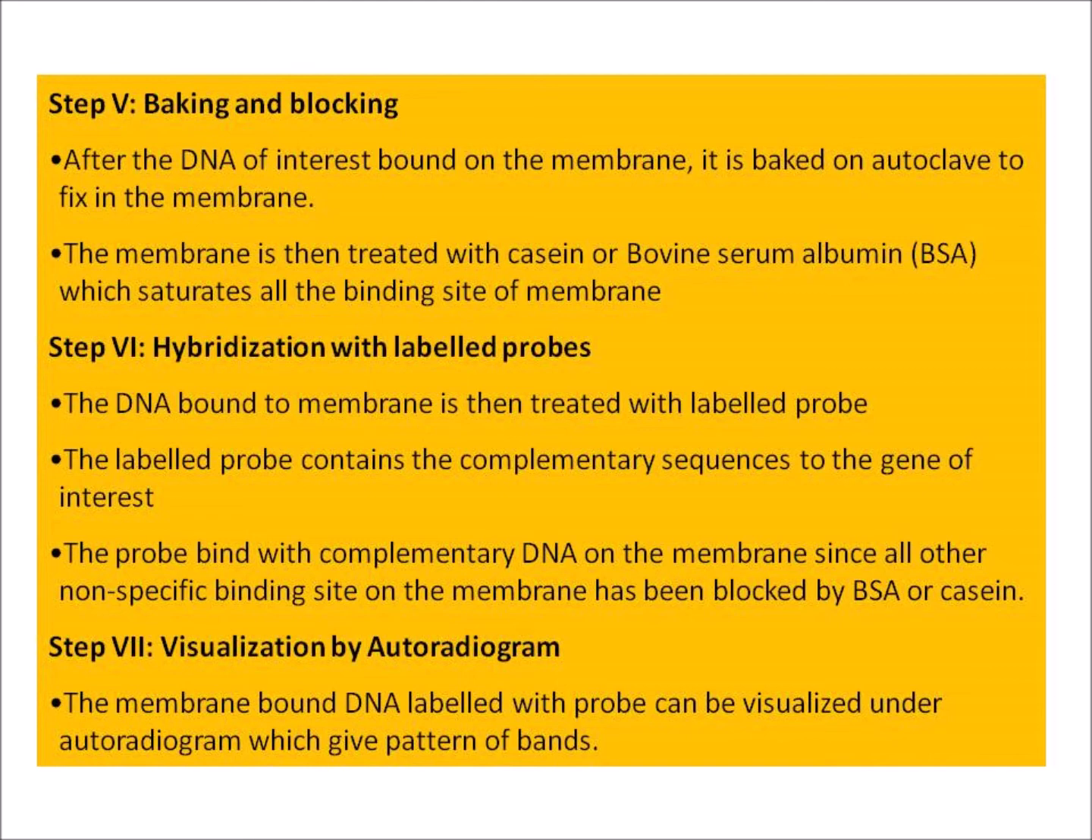Sixth step is hybridization with labeled probes. The DNA bound to the membrane is then treated with labeled probe. The labeled probe contains the complementary sequence to the gene of interest. The probe binds with complementary DNA on the membrane since all other non-specific binding sites on the membrane have been blocked by BSA or casein. The next step is visualization by autoradiogram. The membrane-bound DNA labeled with probe can be visualized under autoradiogram, which gives a pattern of bands.